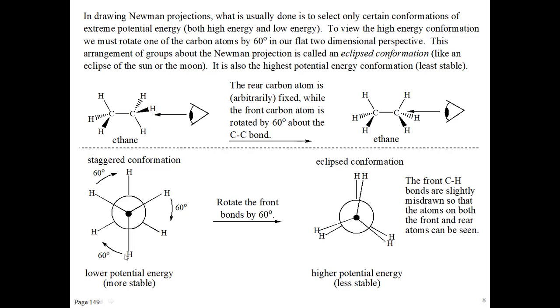Now we're not going to draw the front groups exactly on top of the back groups, because then we couldn't see them. We want to see both groups that are here. So I slightly misdraw them. Notice I went a little bit past on this guy, and a little bit past on this guy, and a little bit past on this guy, and I can see all the hydrogens on top of one another, which we call eclipsed. Okay, so this is an eclipsing conformation, and this is a staggered conformation.